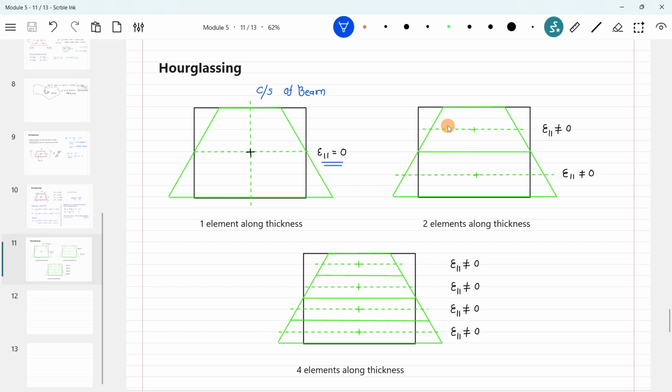So here we can see along this integration point there is a compression happening, and along this integration point there is a stretch happening. So we get compressive strains here and tensile strains here, bending strains. That means our bending strains and stresses are not 0 if we use two elements. So we are overcoming our hourglassing issues by refining the elements along the thickness.